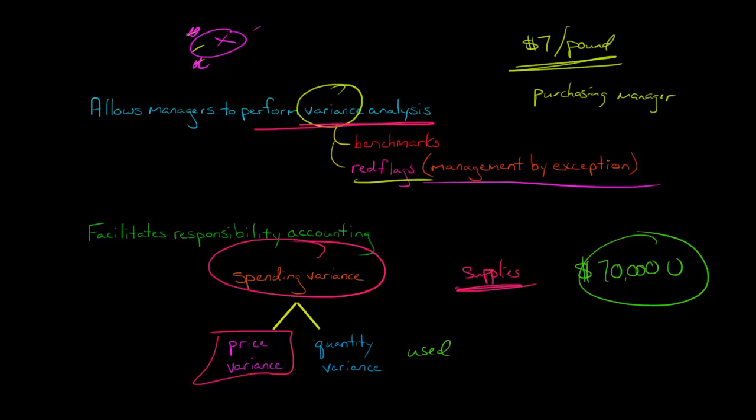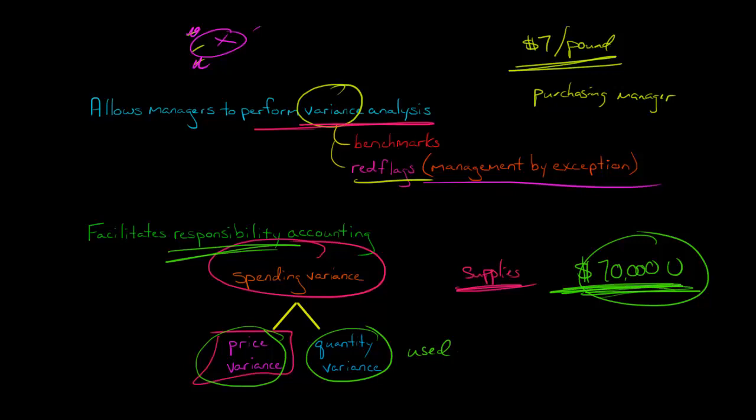Okay, now this is very important. First of all, it's important just to have the variance to see that there's an issue here. Why is the supplies expense so much higher than what we thought it should have been? But it's even more important to drill down and see whether it is because of the price, we paid too much, or because we used too much. Because with responsibility accounting, we want to speak with the manager who had the authority over why this 70,000 is unfavorable.